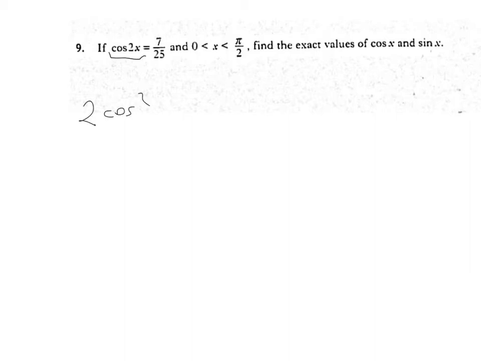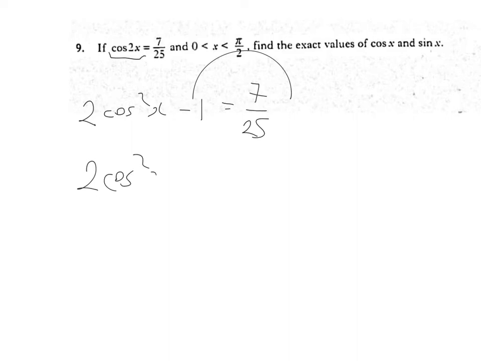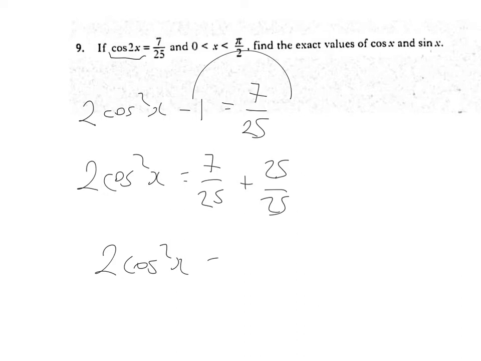So one of the formulas in the formula sheet is 2 cos squared x minus 1. So cos 2x equals 2 cos squared x minus 1. So therefore I can say that that's equal to 7 over 25. I'm going to bring that over, and that's 2 cos squared x is equal to 7 over 25 plus 1, which is 25 over 25. So I've now got 2 cos squared x is equal to 32 over 25.